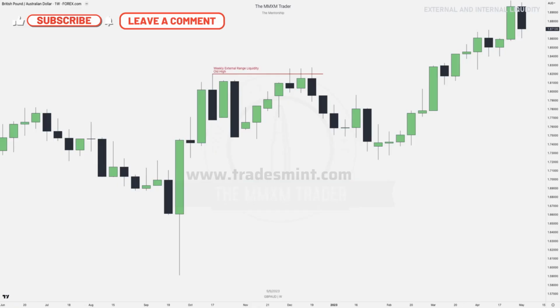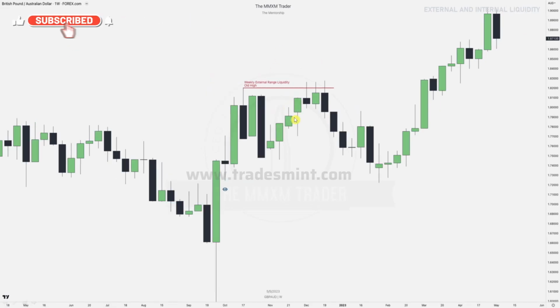All right, we've got a GBP AUD weekly chart over here. Again, let's look at it from here. Weekly external range liquidity has been taken. Where is your eye drawing to? Do we see any imbalances down here? Nope. Where do we see an imbalance? Right down here. So with that imbalance being present, this fair value gap, your eyes should immediately go there for the next draw on liquidity.